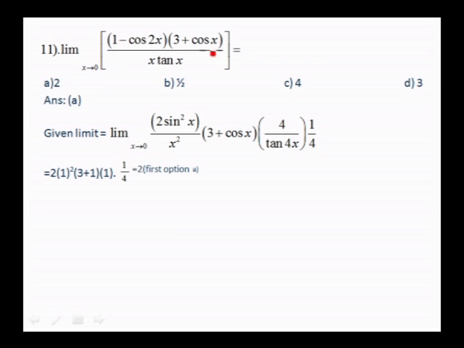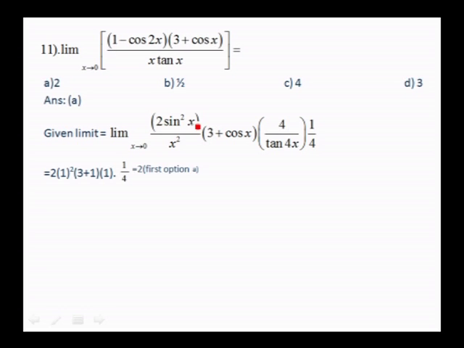I just don't try to apply L'Hopital's rule because you are having x tan x. Of course, you can write this x tan x as x square. Whenever you get tan x or sin x in the denominator, whenever you have x tending to 0, you can replace it by x for all practical purposes, because you are applying L'Hopital's rule. When you apply L'Hopital's rule, better to have x square rather than x tan x for differentiation. But here I am not applying L'Hopital's rule. I am just trying to simplify this.